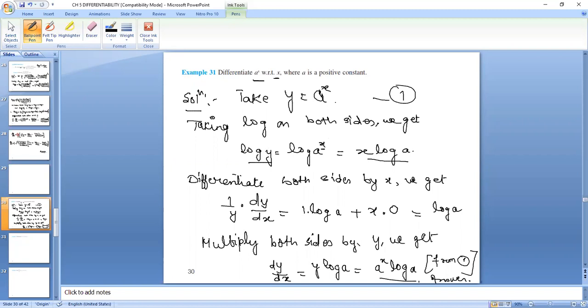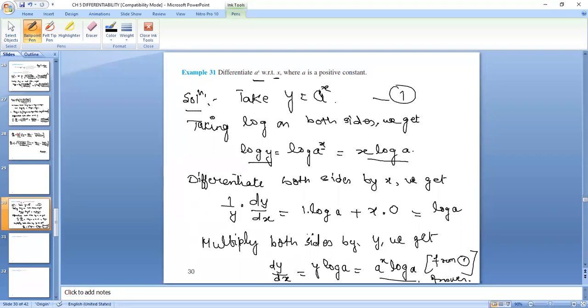So derivative of log y is 1 upon y into derivative of y, which is dy by dx. Here we are applying product rule. Derivative of x is 1, log a as it is. x as it is, derivative of log a is 0. So we are left with log a.